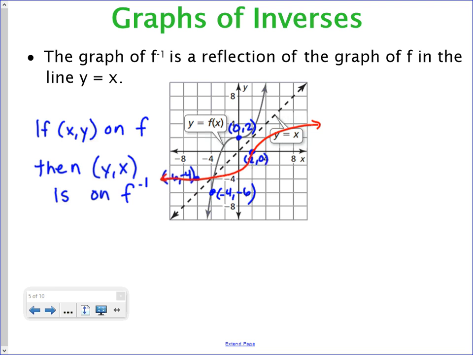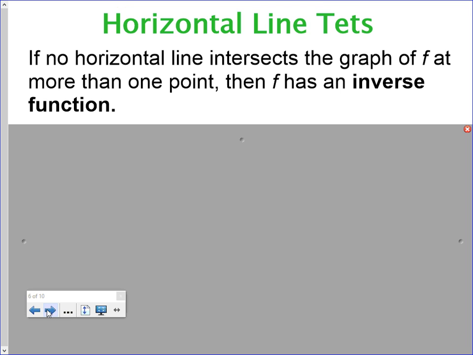Okay, so there are 2 things that we're going to discuss really quickly. I would put these things into your notes. They're terms that we did not discuss in Algebra 2. So one of them is the horizontal line test.